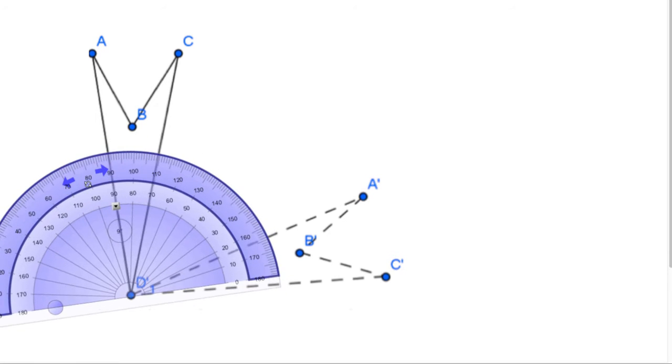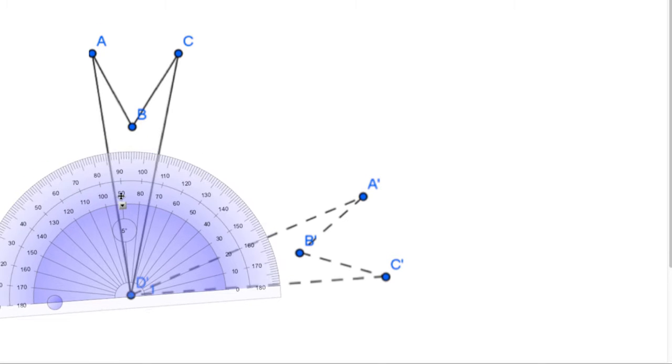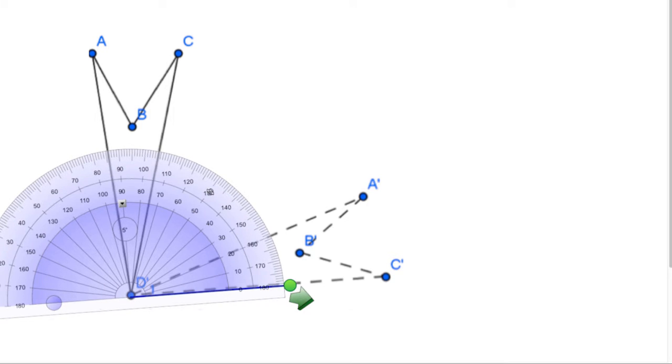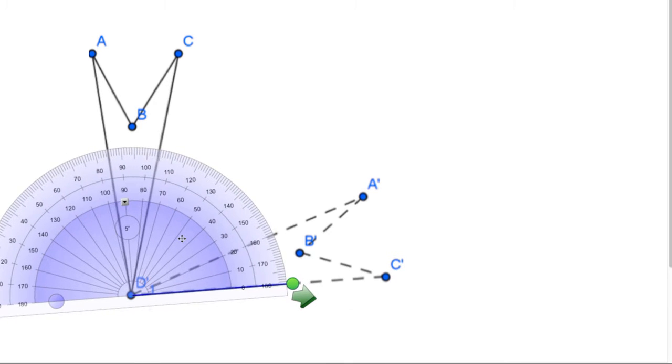I don't know how to use this. There we go. Rotate this so that the center is on the center of rotation, and that this line goes on D prime, C prime. We all have that? You should hopefully see that this angle up here goes through these points.